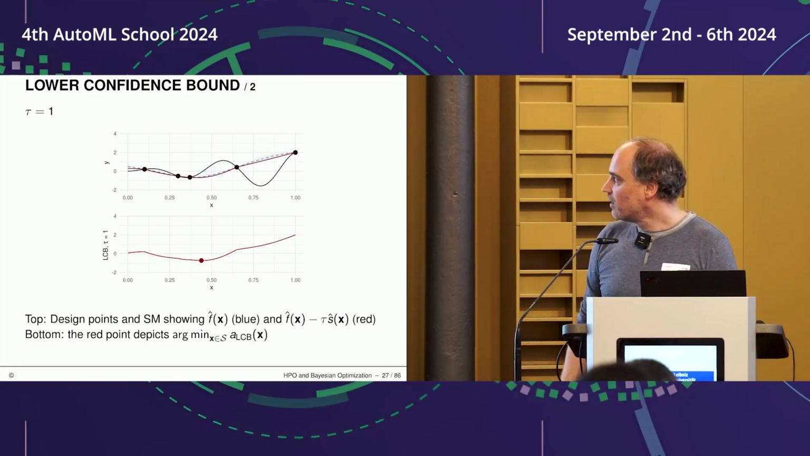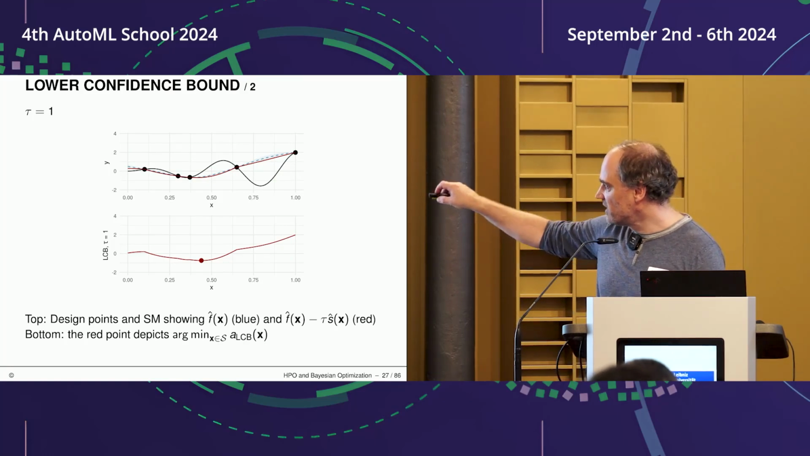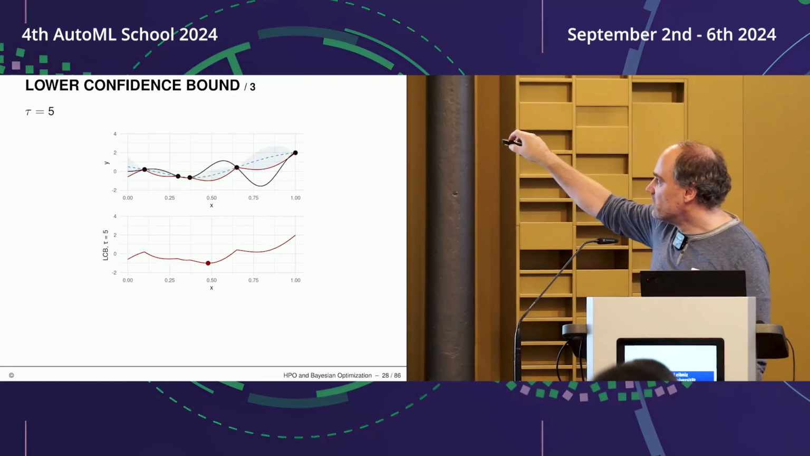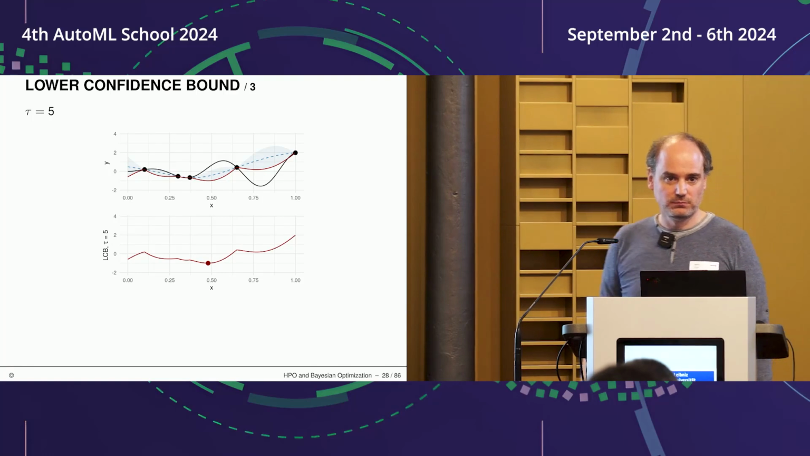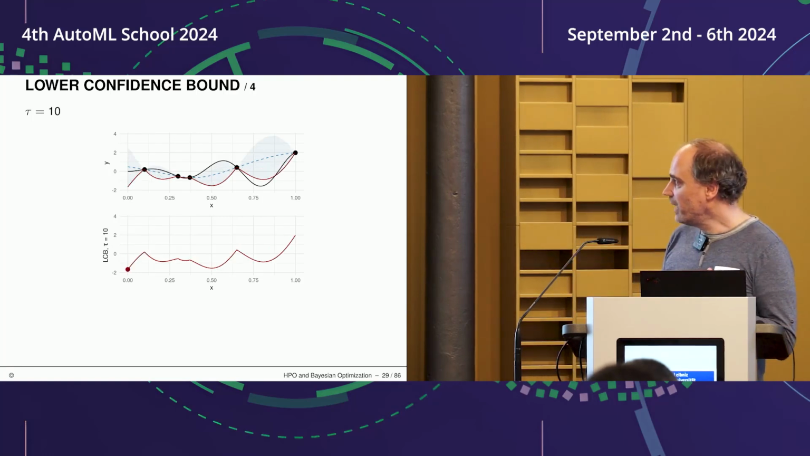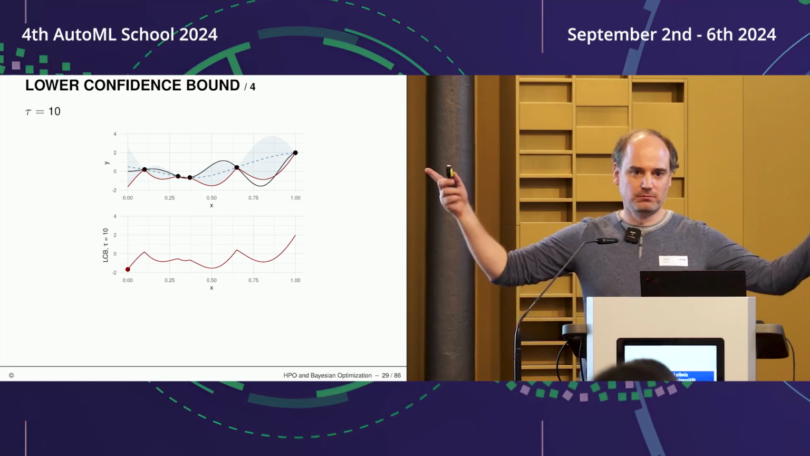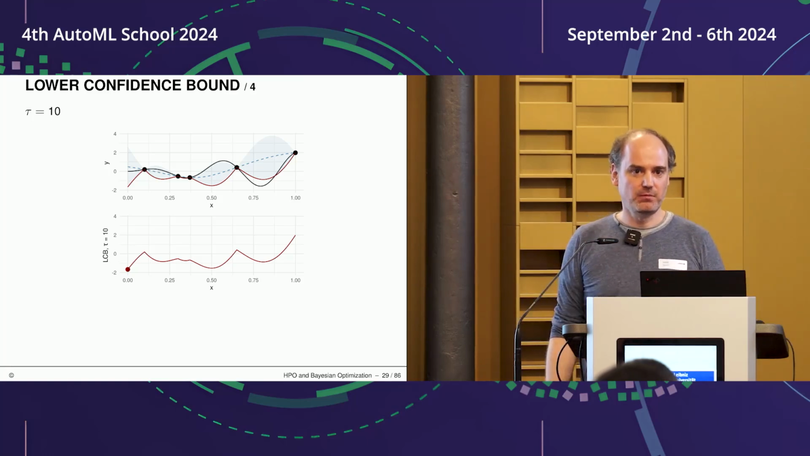You can also see here, if I use tau equals 1, this is the LCB in red, exactly this lower confidence bound. And if I set it to a high value, I can basically force the process to do exploration on the boundary, okay?